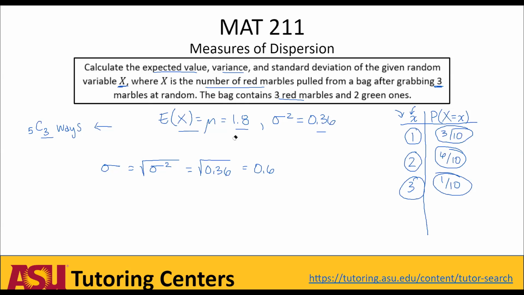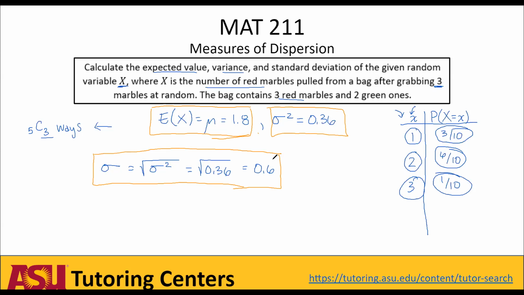So that's it. We have our expected value, which is our mean here, our mu of 1.8. We have our variance, sigma squared, of 0.36. And we have our standard deviation, sigma, which is 0.6.